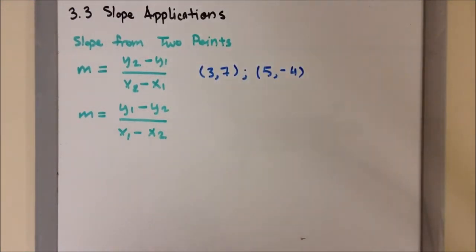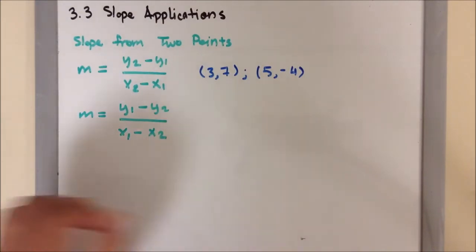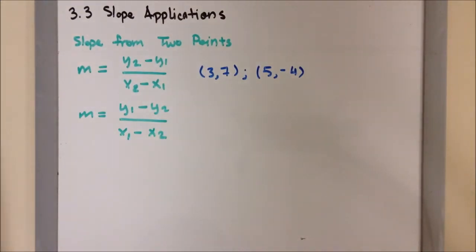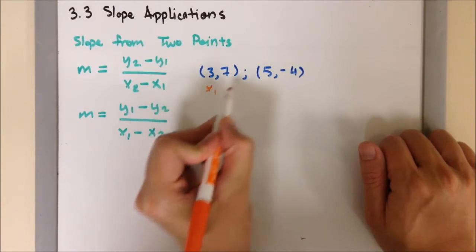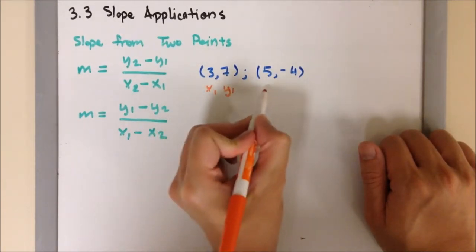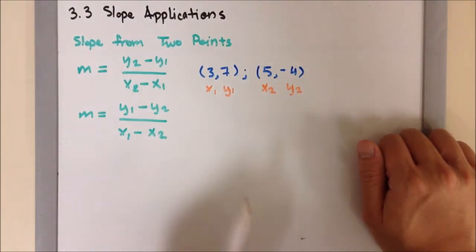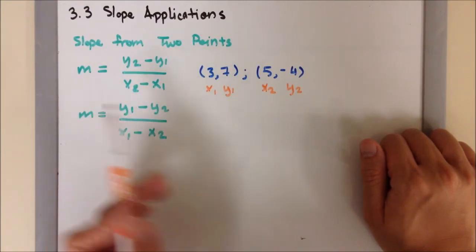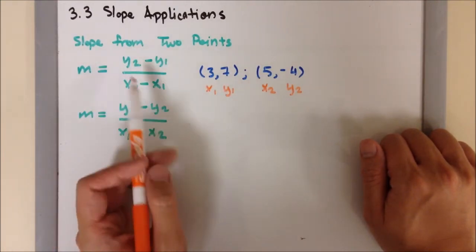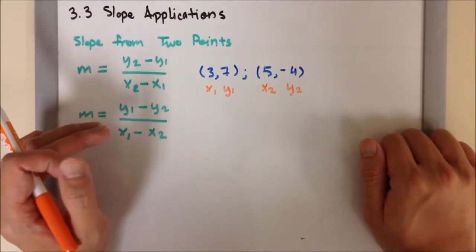In this first example, we have our first corner point 3, 7, our second corner point 5, -4. So your first task is to label your x1, y1, x2, y2. So this will be my x1, y1, x2, y2. So now you can either follow the first or the second form, it doesn't matter to me. So I'm just going to use the second one. Again, it doesn't matter which form you use as long as you put the order correctly.